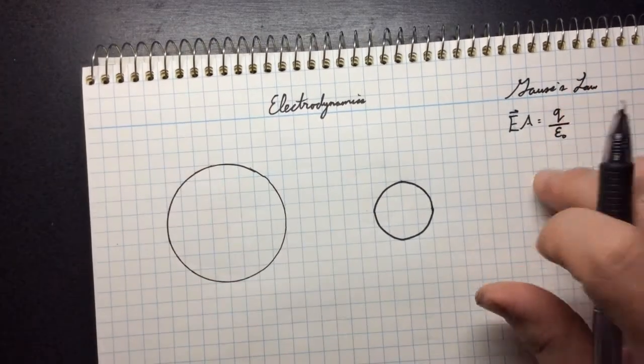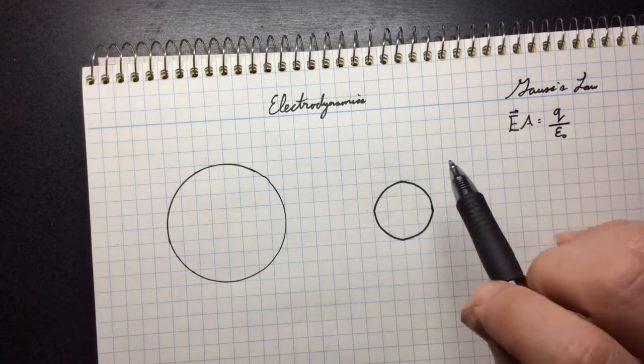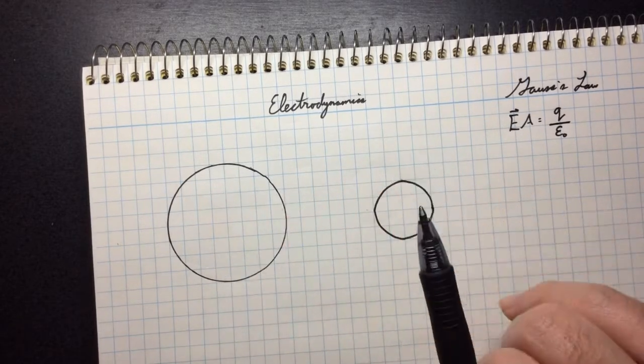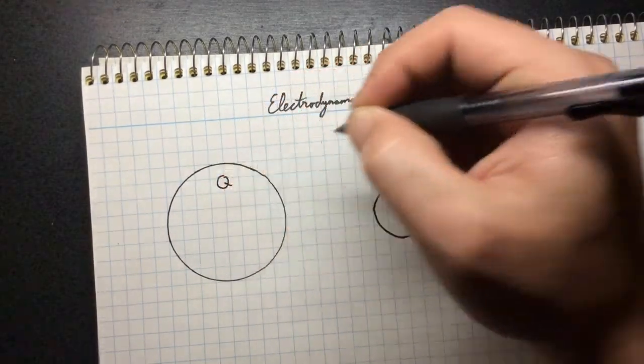So here's the problem. We're going to use Gauss's law to solve that, but what we have here is two conducting spheres. One is twice the radius of the other. And we're going to plop down some amount of charge Q on this sphere.